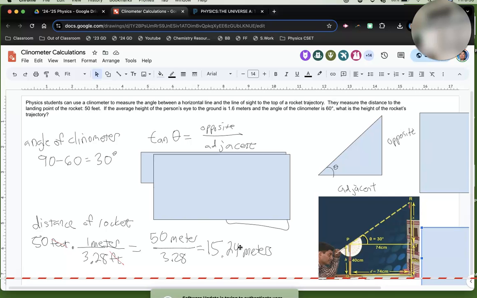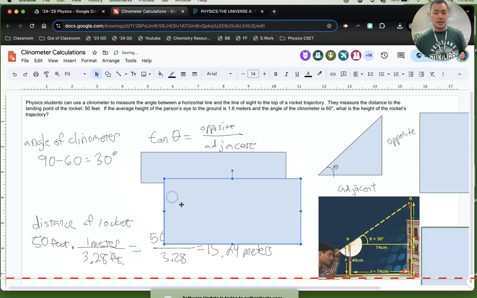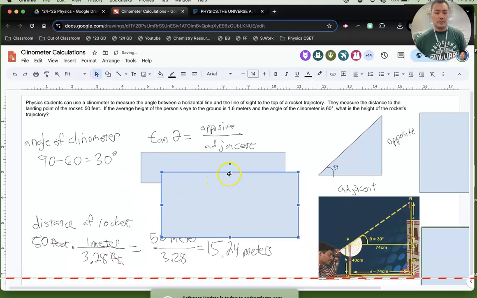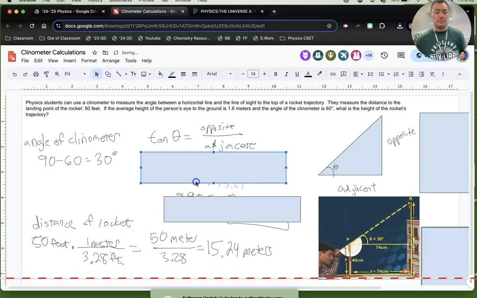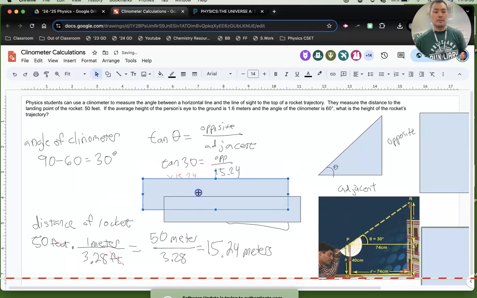Now what do we do with this? We're going to plug it into our formula. Tangent theta equals opposite over adjacent. So let's start scooting these down. All right. Tan 30, we found it here, equals opposite, which is just one of the sides of the triangle, over 15.24. That's what the meters value found for us.